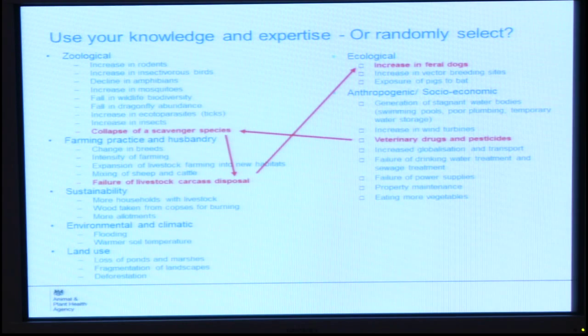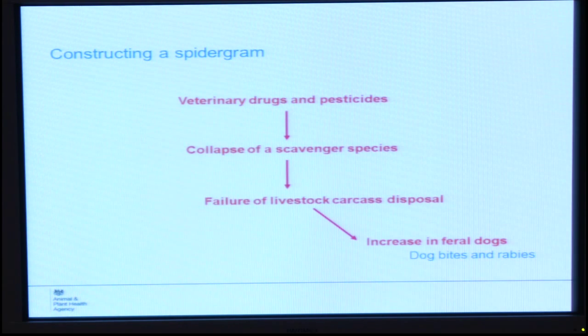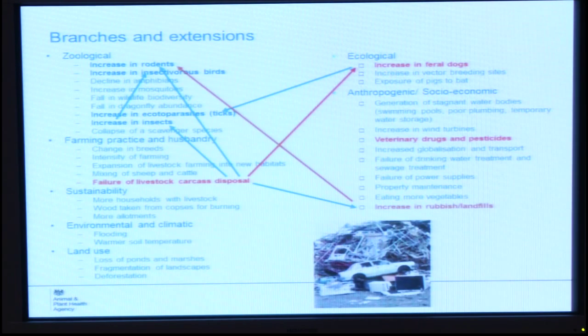So we start off with an anthropogenic one, that's the diclofenac. Gives a collapse in a scavenger species, that's the vulture from the zoological driver category. Gives a pile-up of cattle carcasses, that's in the farming practice one, I would argue. Gives an increase in feral dogs. And so you can start putting that together in, this is the start of the formation of a spidergram, as we coined the term. And then, more importantly, you can start building in branches and extensions.